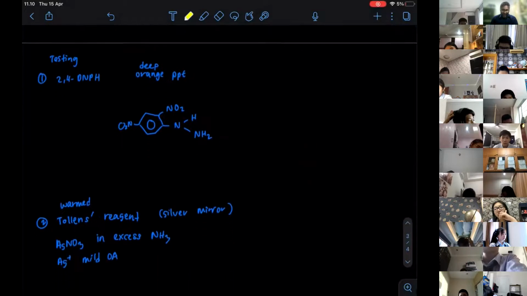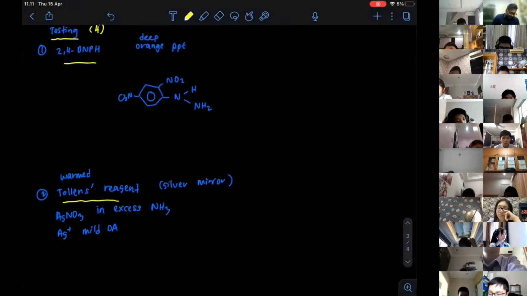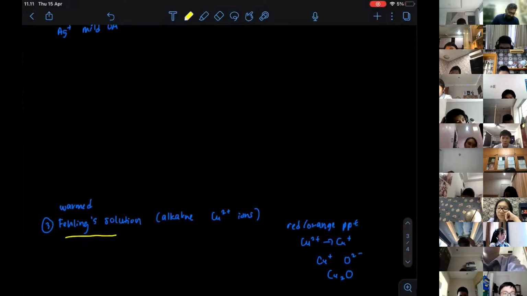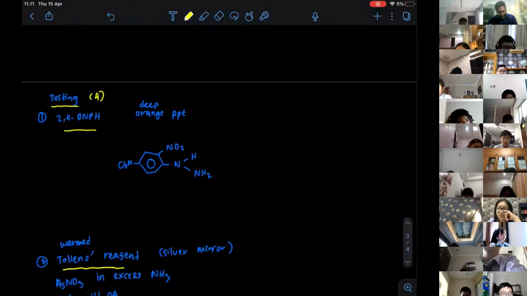Now let's look at the next part, which is testing. For testing of carbonyl compounds, there are 4 tests. Today we are only going to learn 3: with 2,4-DNPH, with Tollens' reagent, and Fehling's solution. There's another one, but we leave it for the next lesson. Let's look at what each is used for.